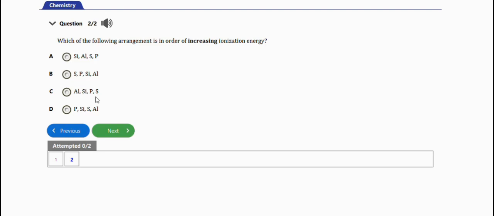And you know that ionization energy increases across the period. So since they are in the same period, the right arrangement according to order of increasing ionization energy will be option C. So we have aluminium, silicon, phosphorus, sulfur. So this basically can deal with problems involving periodicity of atoms or elements.